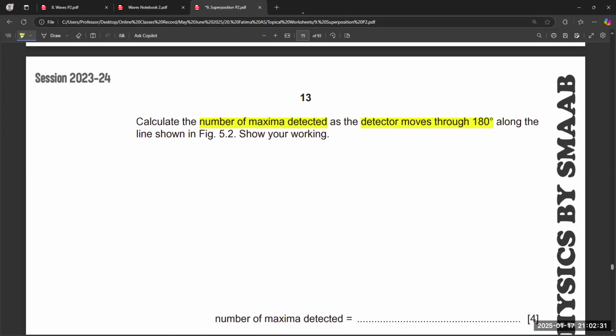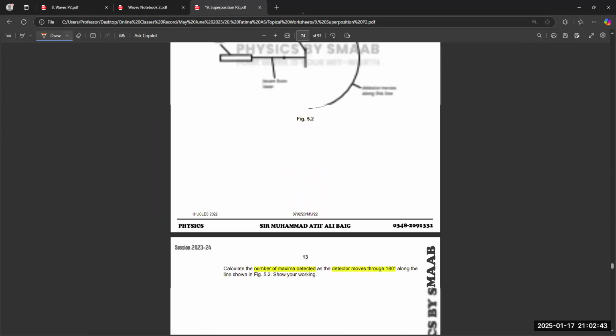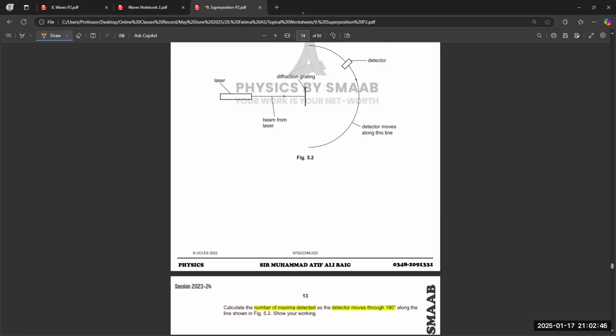So now the detector moves through 180 degrees and we need to find the number of maxima detected. Like 3, 4, 5, 6, how many maxima are going to be detected in this specific diagram given over here? So this is the question right now. They are not asking about any specific value at any specific maxima or minima. They are only asking about the number of maxima, like how many orders we will get from this whole experiment. So let's see how we can solve this question related to the whole 180 degree rotation.